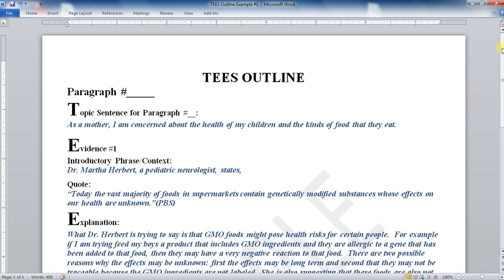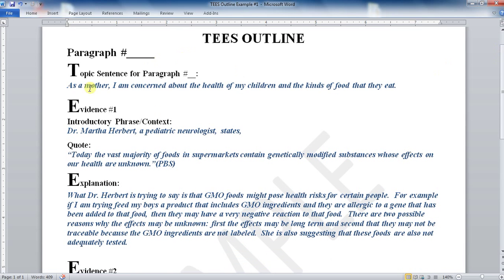In this TEES outline, we have a topic sentence that reads as follows: "As a mother, I'm concerned about the health of my children and the kinds of food they eat." So this is the focus of this paragraph. I'm going to explain, or I should be explaining, why and how I am concerned about the health of my children and the kinds of food they eat relative to GMOs.